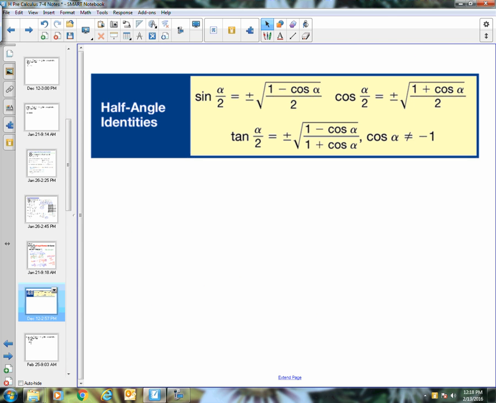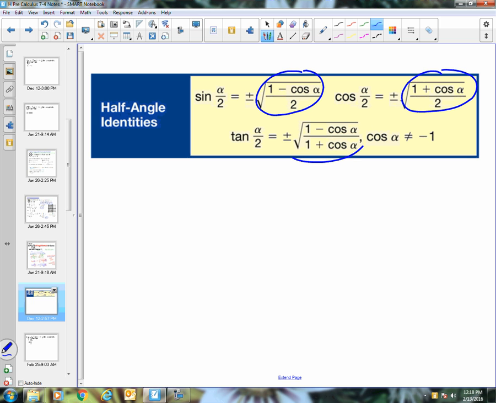So there's the sine of alpha over 2 and the cosine of alpha over 2, and again, when you square root, it's plus or minus. Then tangent comes from taking this expression divided by this expression, which will give you that expression.